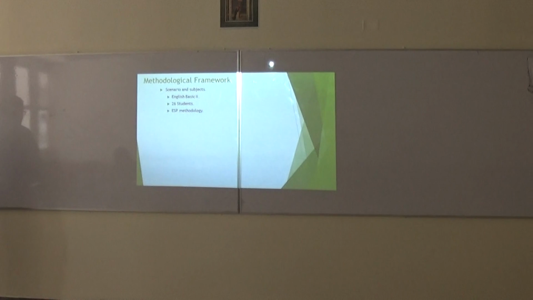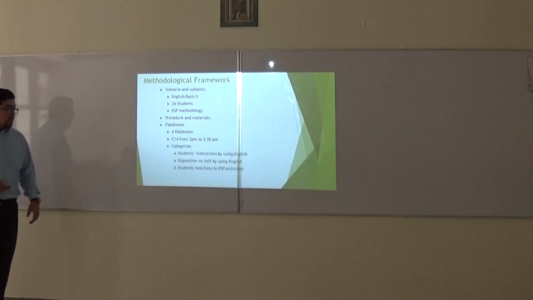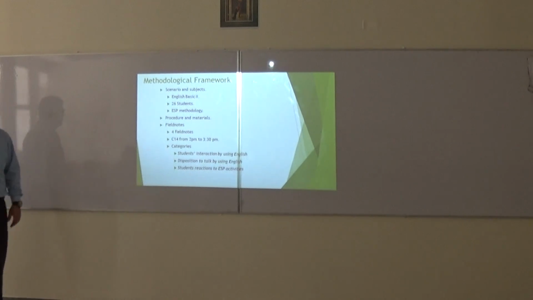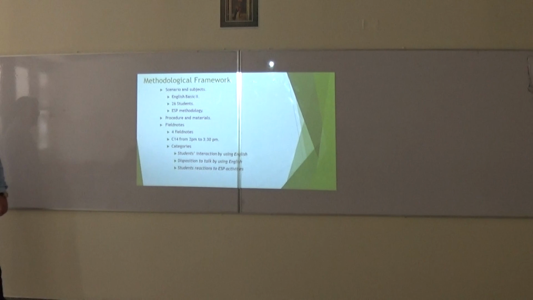The scenario I described before is the English Basic 2 course developed by 26 students, and they use ESP methodology. The procedure for this was the application of 3 main instruments, which were field notes at first: the application of 4 field notes taken from the C14 rooms from 2 p.m. to 3:30. The main categories for these field notes to observe were the student interaction by using English, the disposition to talk by using English, and the student reaction to ESP activities.